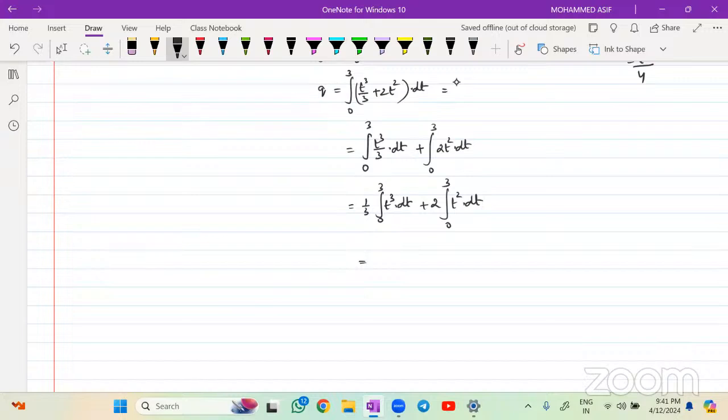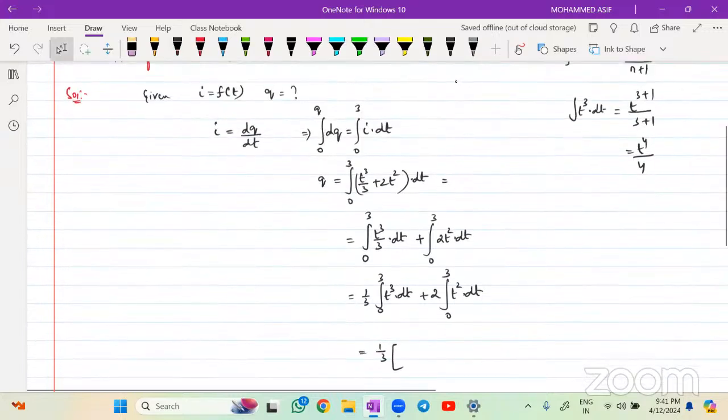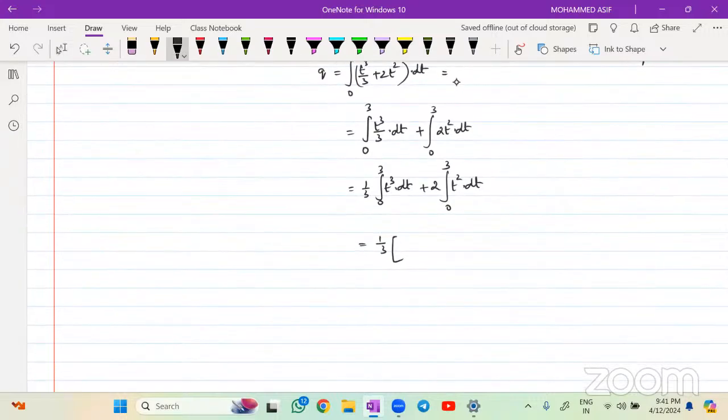So the integral of this one will be equal to how much? This is 1 by 3 into the integral of t cubed into dt, which is how much? t to the power 4 divided by 4, limit 0 to 3 seconds. Plus 2 outside, the integral of t squared into dt will be equal to how much? t cubed divided by 3, limits 0 to 3.